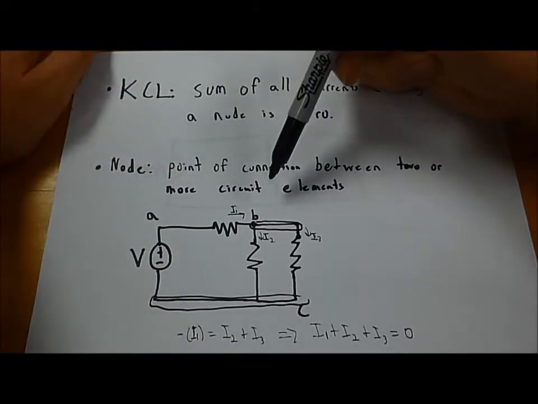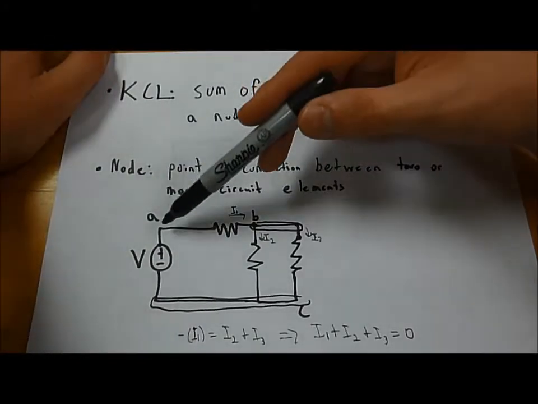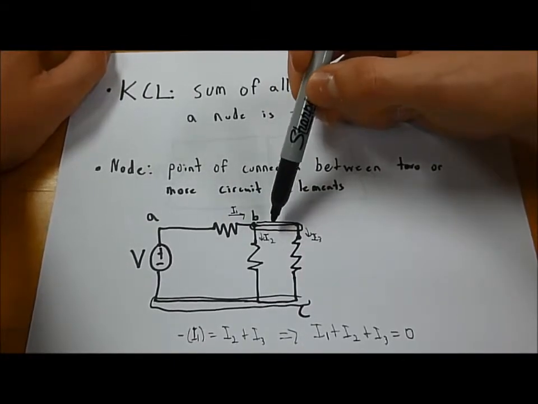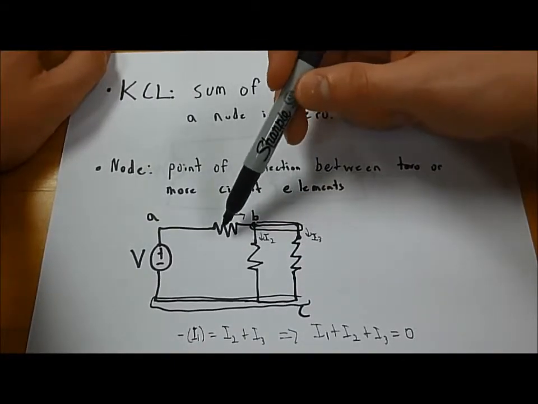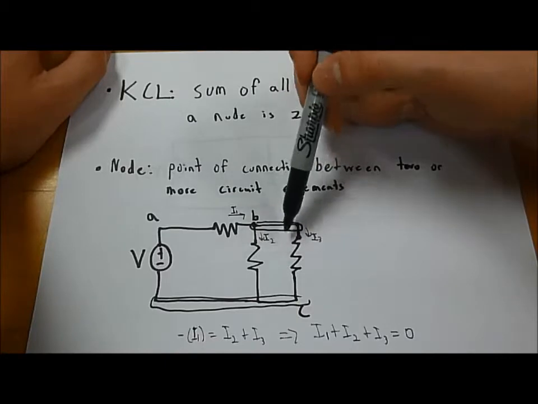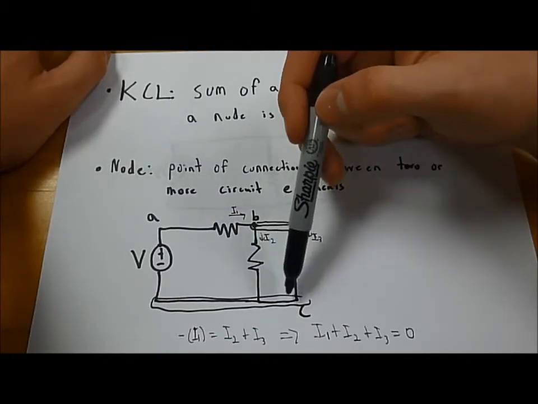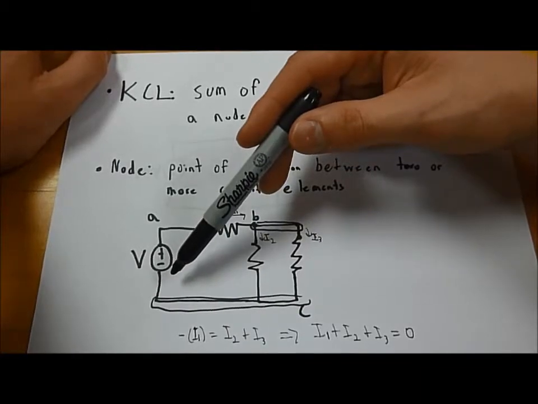So in this circuit, we have three nodes. Node A, between the voltage source and the first resistor, node B, that is connecting this resistor with these two resistors in parallel, and node C, which is connecting these two resistors in parallel with the voltage source.